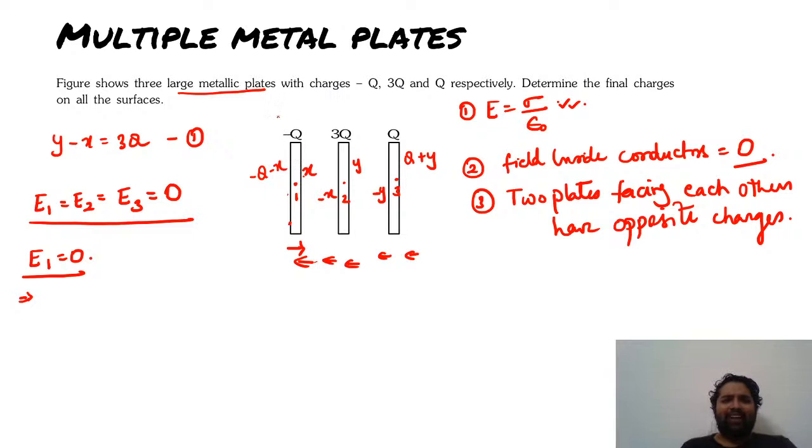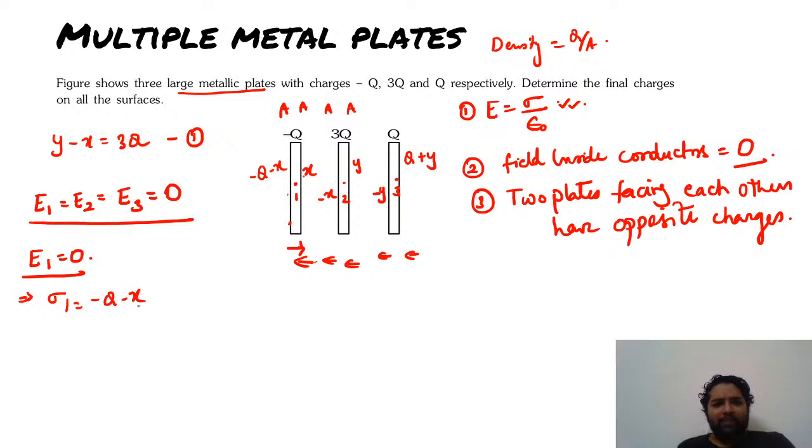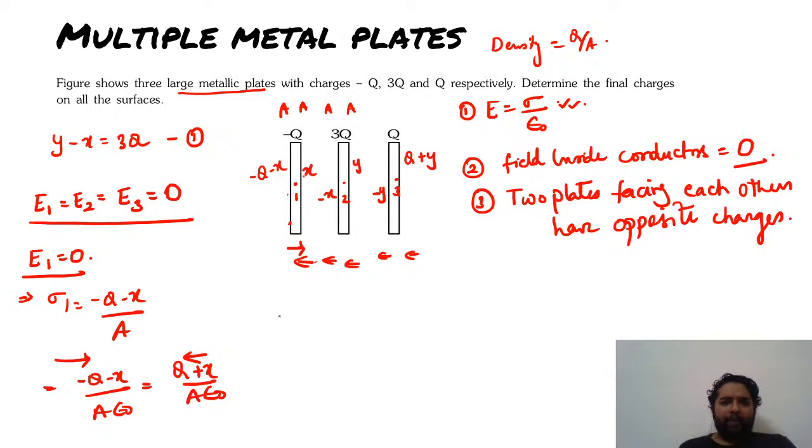Okay. And one more thing, let's take the area of each plate to be A, because density is charge by area. This is one more thing we'll use. We know the direction of each field here, right? And we will start solving. Due to side 1, the density of plate 1 is minus q minus x by A, and the field direction will be in this direction. It will be equal to minus q minus x by A epsilon naught, which can also be written as q plus x by A epsilon naught in this direction. Getting it? This is one equation we can write, and everything else we just add.